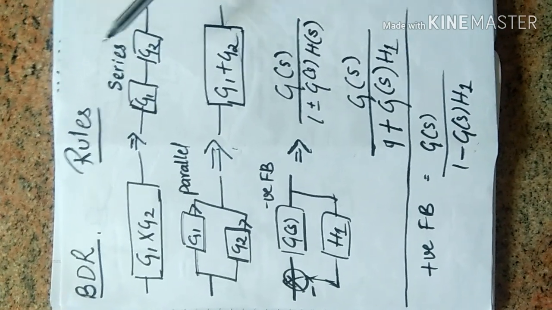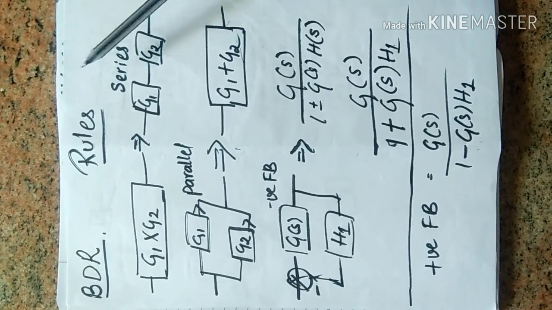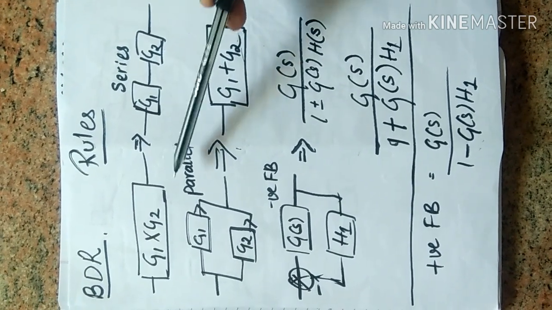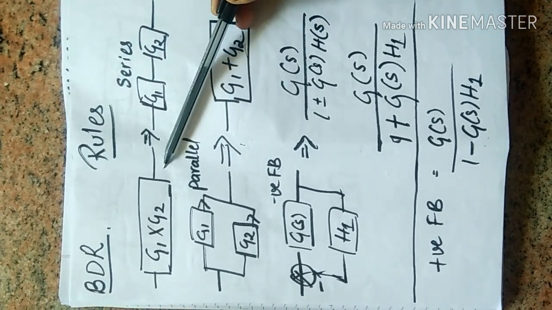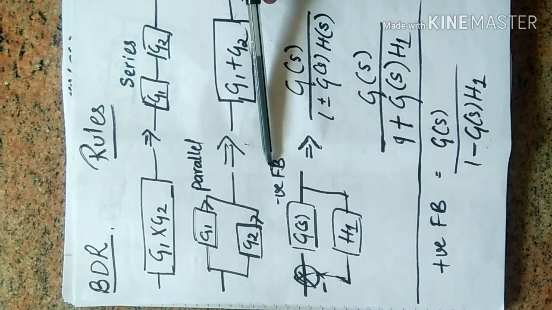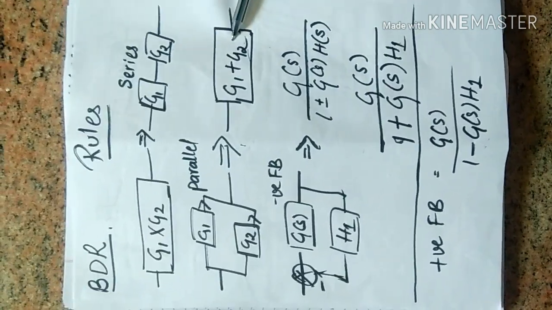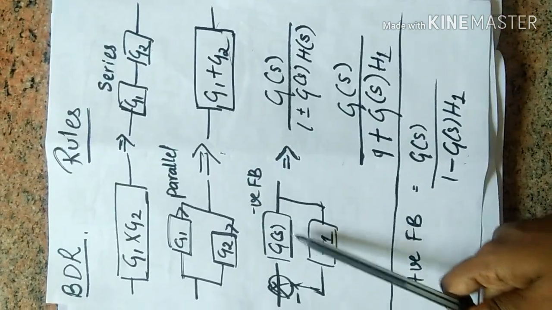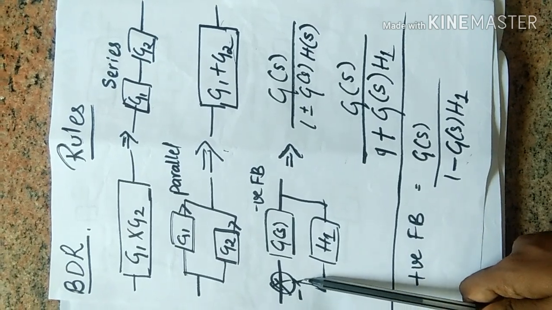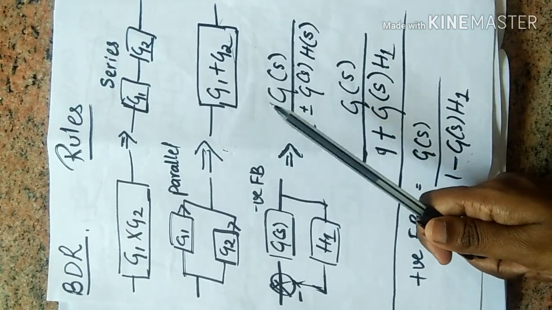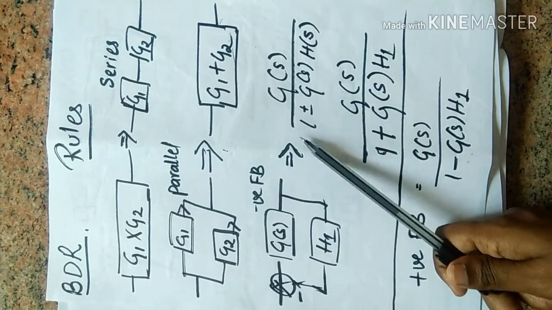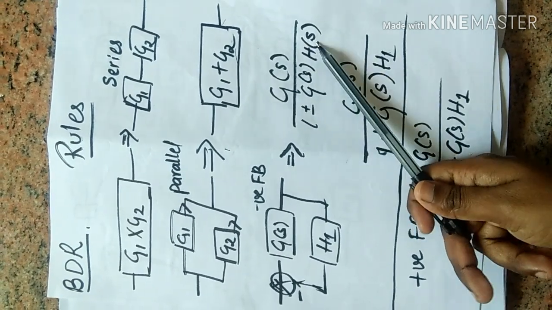Before solving the problem, first let us look into the rules to solve this problem. If the blocks are in series, then it must be multiplied. If the blocks are in parallel in the same direction, then it must be added. If the blocks are with a negative feedback loop, then we must use this formula, which is gain block divided by 1 plus or minus gain block into the feedback block.